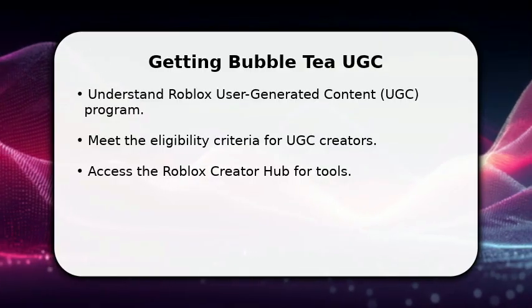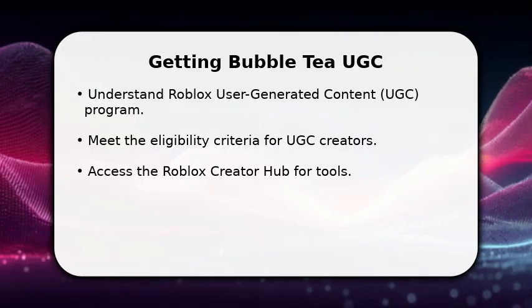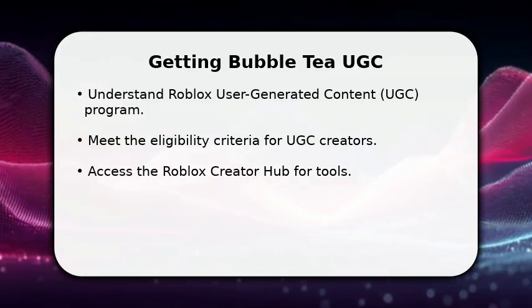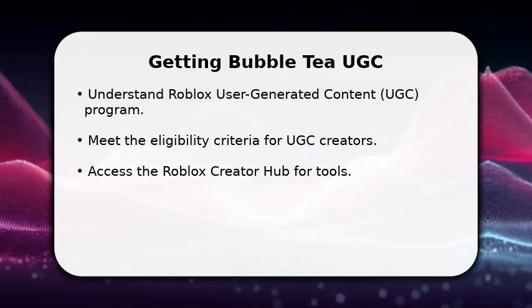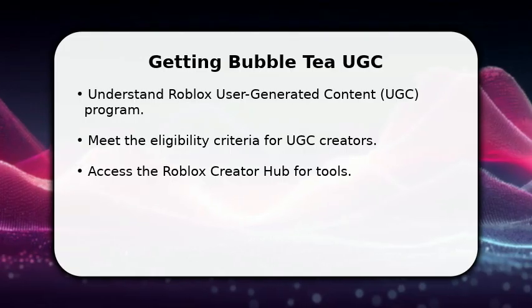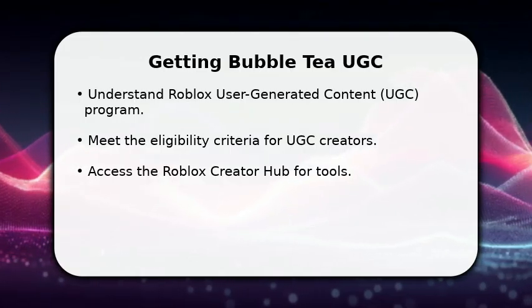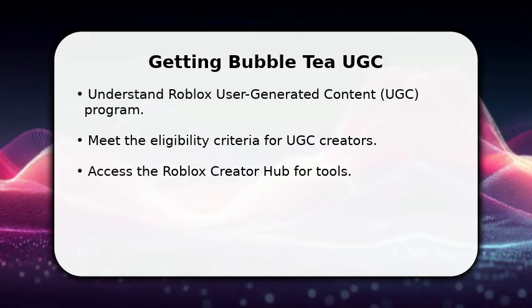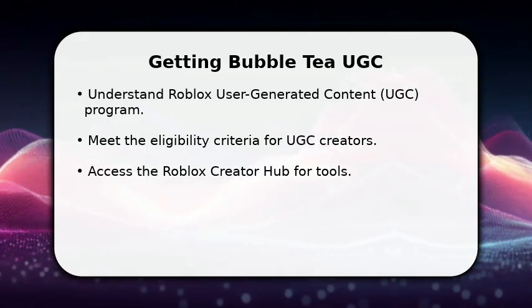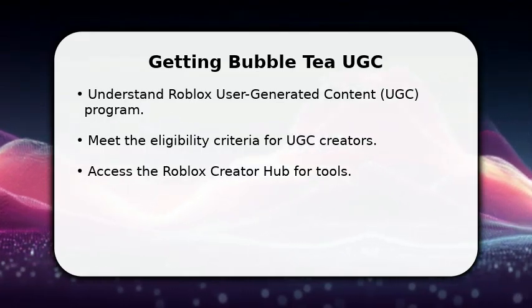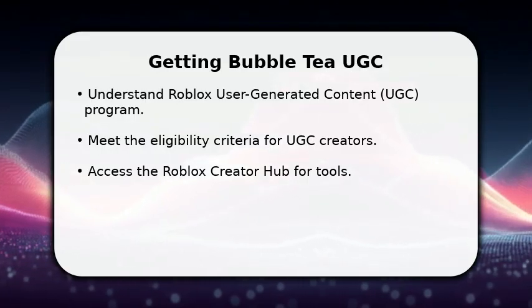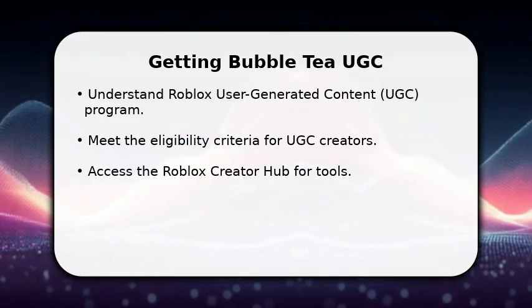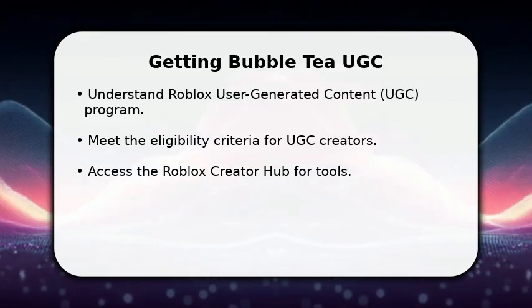In this video, I will explain how to get Bubble Tea UGC in Roblox. First, you need to understand the user-generated content program, which allows creators to make and sell virtual items. To become a creator, you must meet specific eligibility requirements, often involving a proven track record of creating engaging experiences. Once eligible, you can access the Roblox Creator Hub, your central portal for all creation tools and resources.